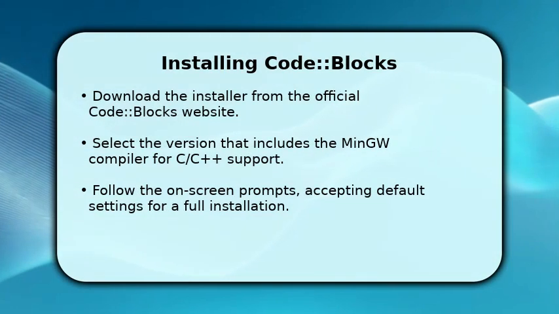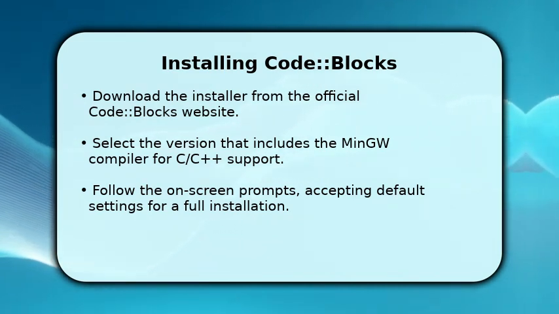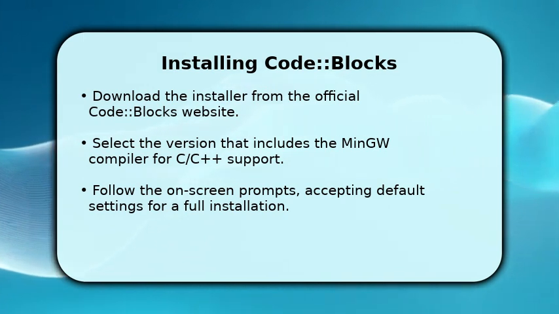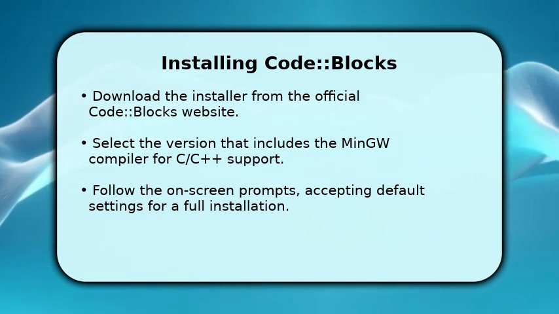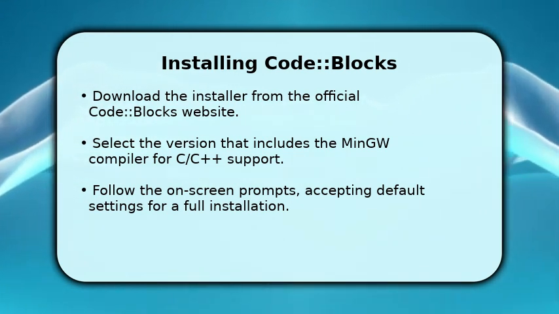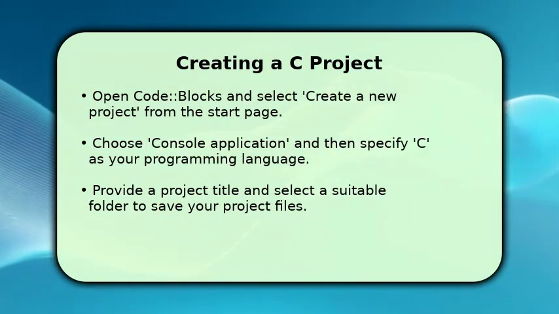To begin, visit the official Code::Blocks website, and navigate to the Downloads section. It's important to choose the installer package that bundles the MinGW compiler, as this provides the necessary tools for C and C++ development. Once downloaded, run the installer and simply follow the prompts, usually accepting the default options for a complete setup.